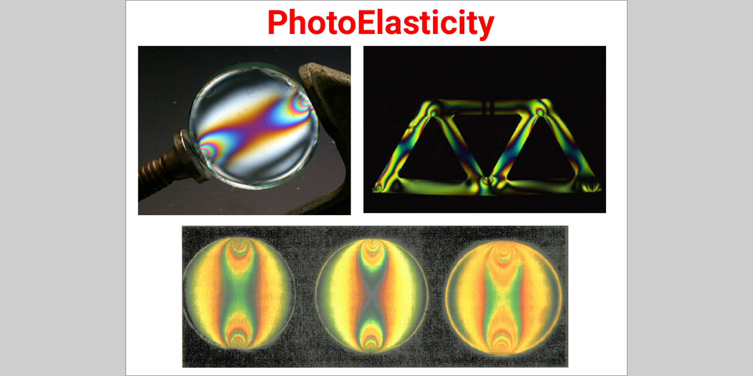And as you know, the load is directly proportional to the fringes. That means if we increase the load, the number of fringes increases. If we decrease the load, the number of fringes goes on decreasing. Both are directly proportional to each other.